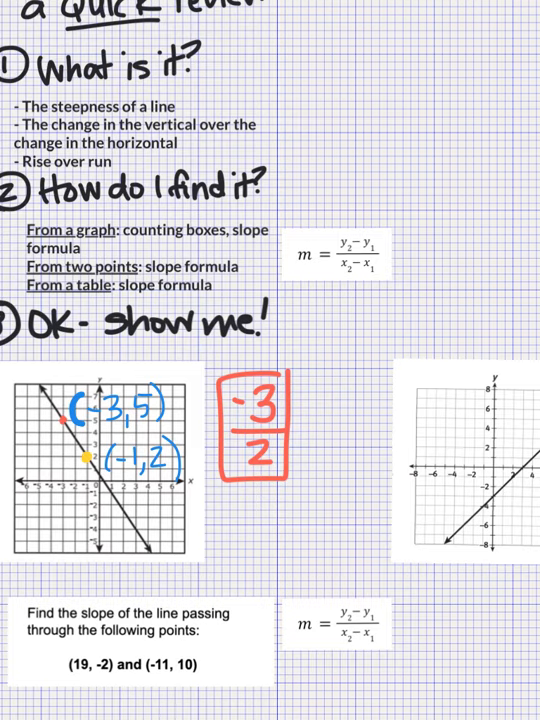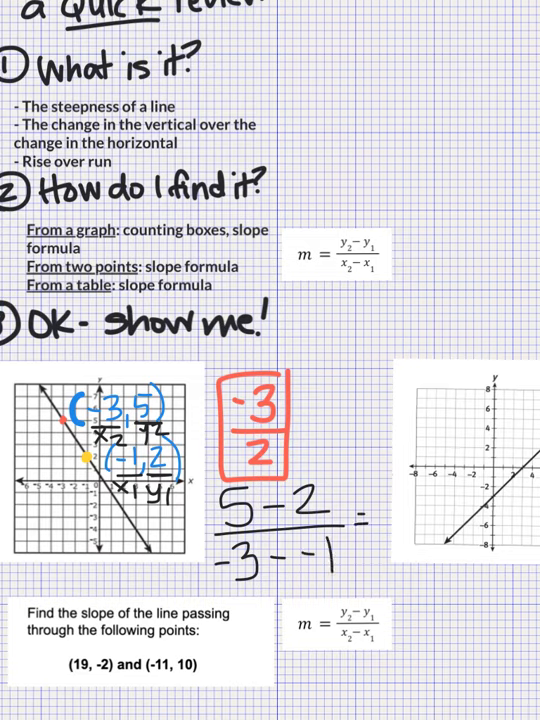Y2, since I said this would be my point number 2, that's going to be y2. And this one will be y1. So y2 minus y1. So I have 5 minus 2 on top. And then on the bottom, this is x2, this is x1. So I have -3 minus -1.